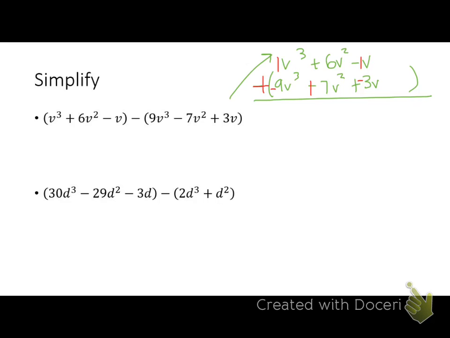So I have 1 minus 9, which would give me -8, and keep my variable exactly like it is. Plus, I have 6 plus 7, which is 13, and I will keep my variable as is. -1 minus 3 is -4, and I will keep my variable as is. And that is my final answer for that problem.